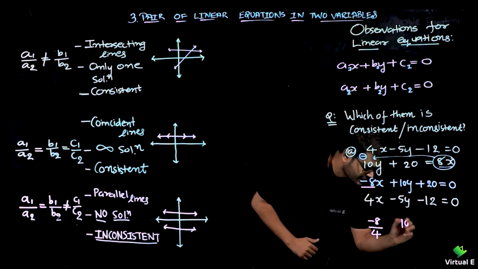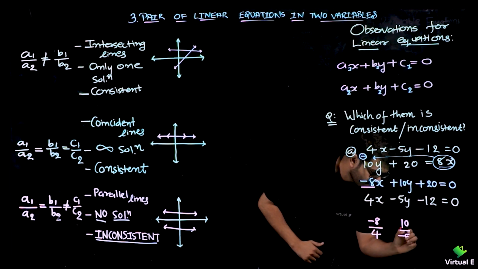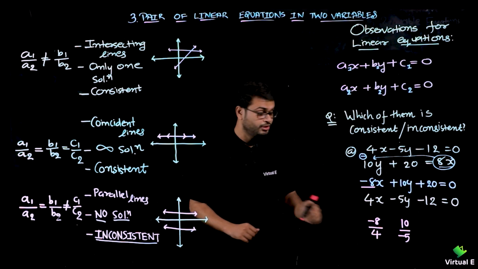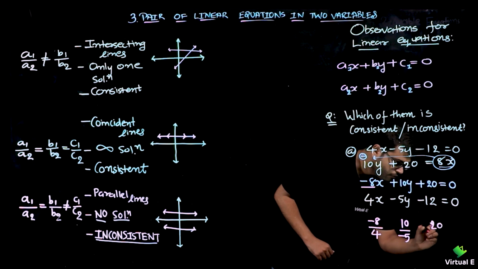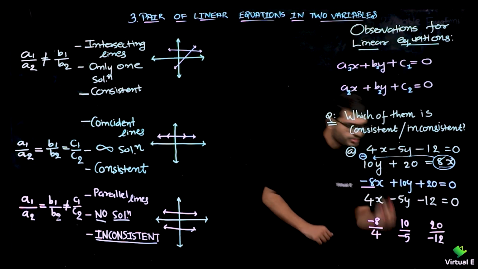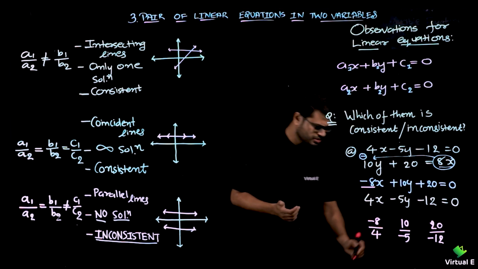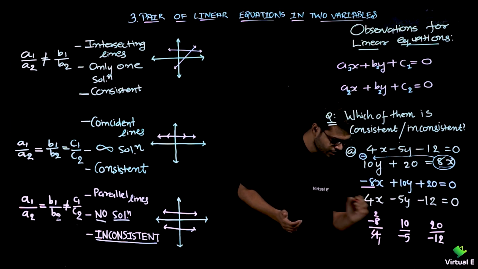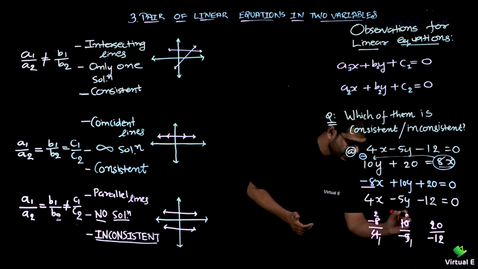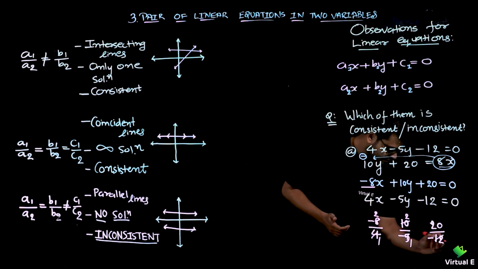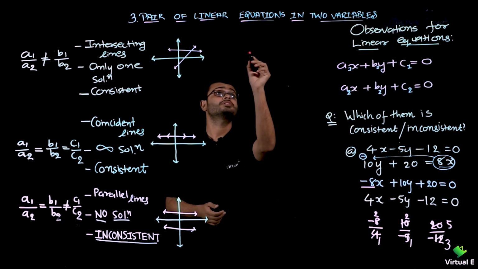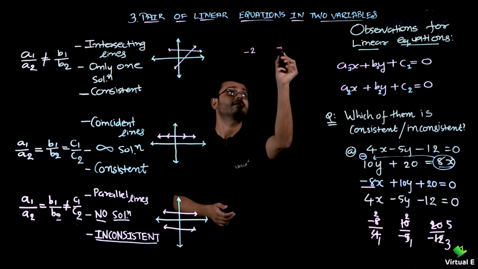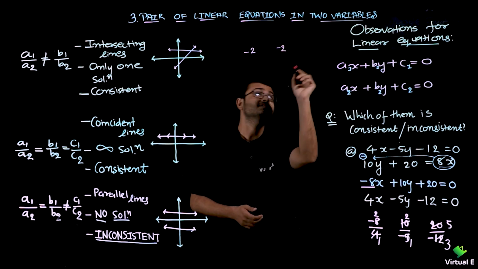So 10 as it is and minus 5. Remember, do not forget the sign if it is negative. Positive, if you don't write it, that is okay. And 20 over minus 12. So let's do cancellation if there is any cancellation possible. 4 ones are and 2s are, 5 ones are and 2s are, here 3s are and 5s are. So let's see the ratio. What ratio do we have now? Which is minus 2, then minus 2, and last is minus 5 by 3.